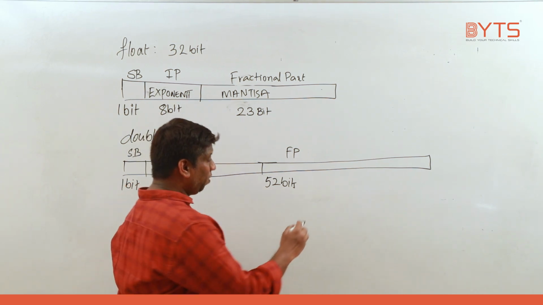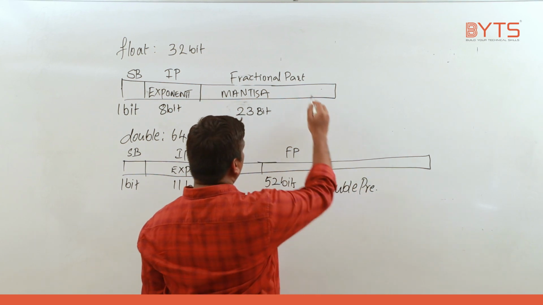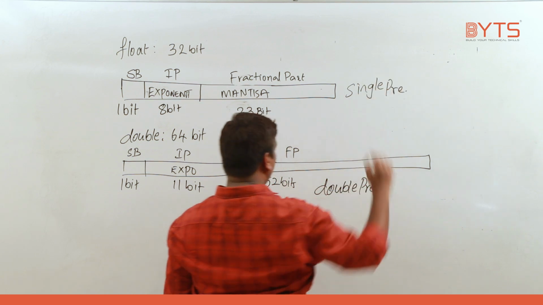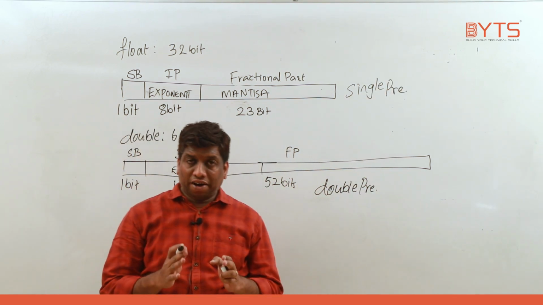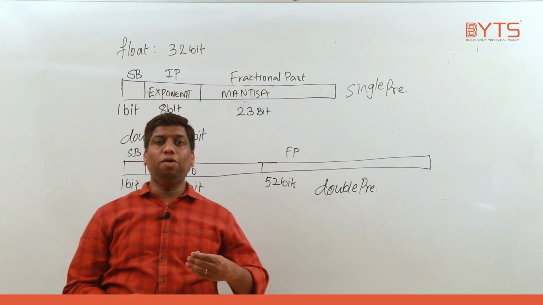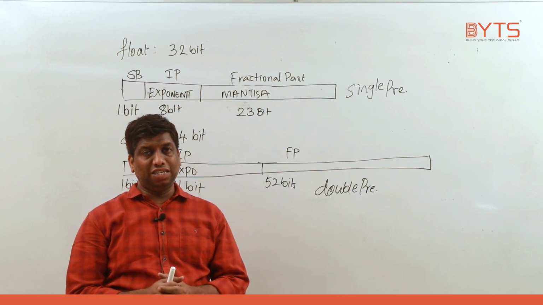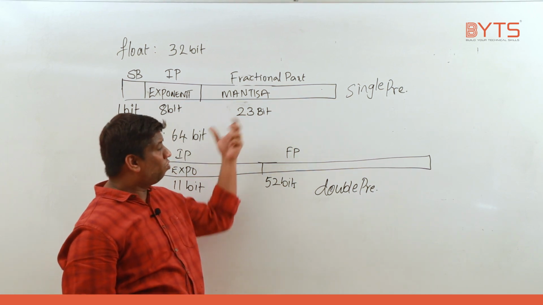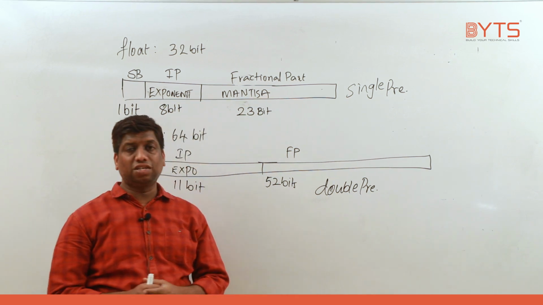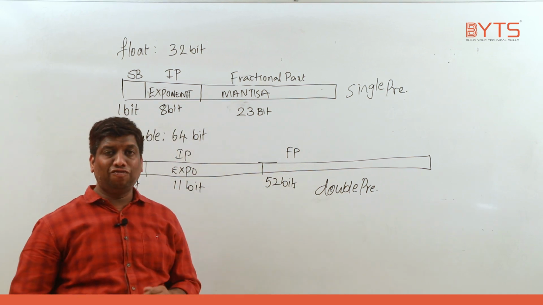Now, if you can see, when we are using 52 bits to represent a fractional part, it is called double precision. When we are using 23 bits, it is called single precision. Now we will understand what precision is. The number of bits required to represent a fractional part is called precision. If we are using 23 bits, it is called single precision. If we are using 52 bits, it is called double precision. This is the difference between float and double.